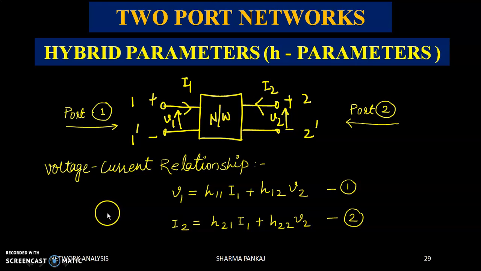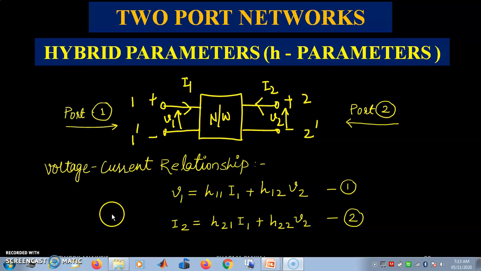Hello dear friends, this is two-port networks hybrid parameters, which is also known as H parameters. In the continuation of two-port networks, since the start of the two-port networks series of network analysis, we have studied Z parameter, Y parameter, ABCD parameter, A dash, B dash, C dash, D dash parameters, and now we are going to study hybrid parameters, that is popularly known as H parameters.